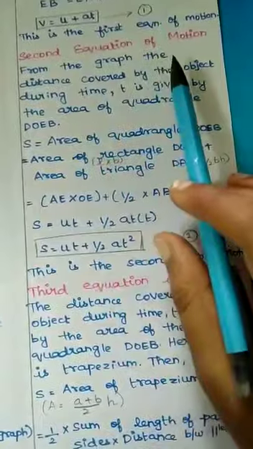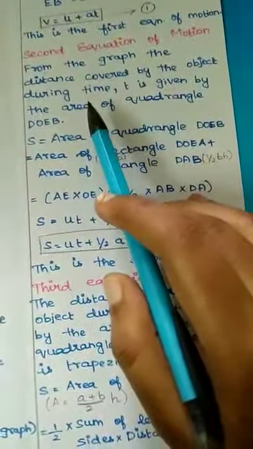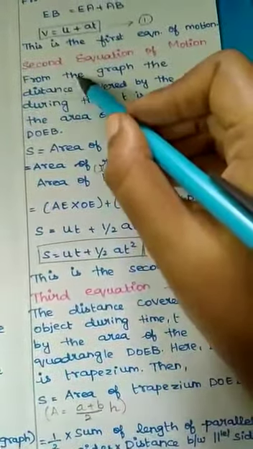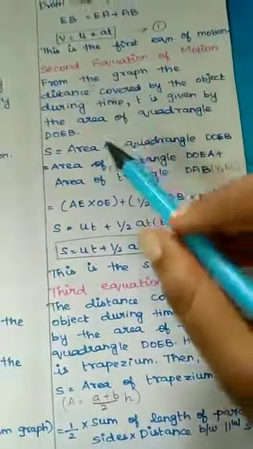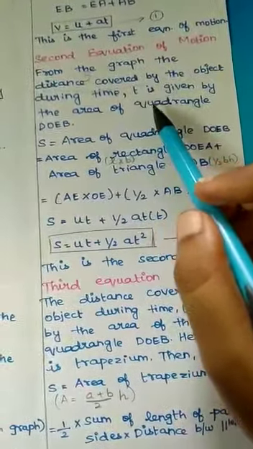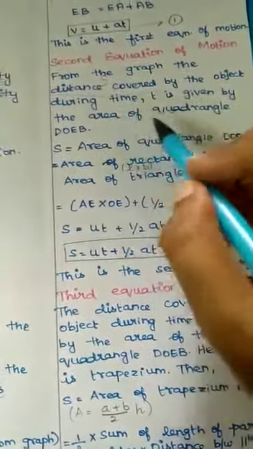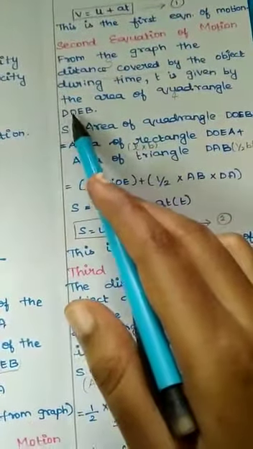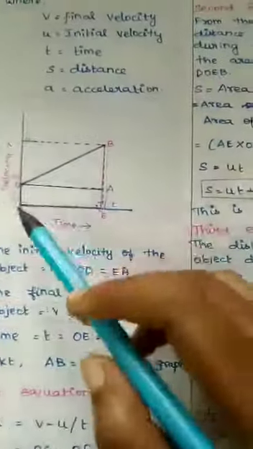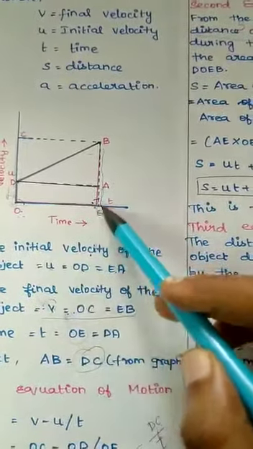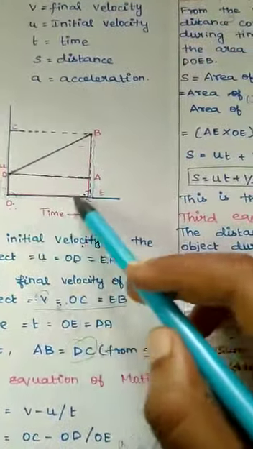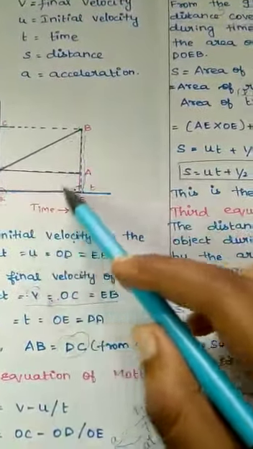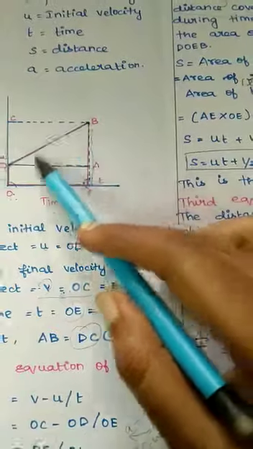Next we are moving on to the second equation of motion. Here we are going to find the distance covered. Distance covered is always given as S. During the time t, it is given by the area of the quadrangle. Quad means it is 4, so 4 angles. Here our quadrangle is DOEB. See the graph, the quadrangle is DOEB. This red region I have highlighted using a red color.